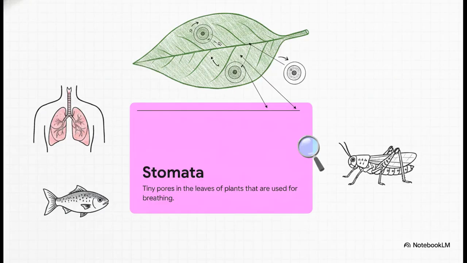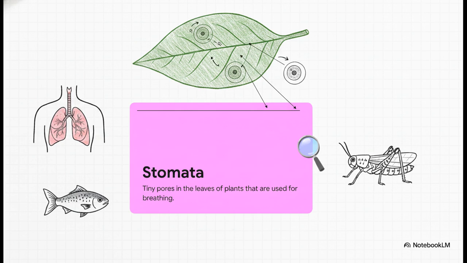And that brings us to breathing, which is another absolutely vital trait. Humans and a lot of animals breathe using lungs. Fish use gills to breathe underwater. Grasshoppers actually use these special little air holes. But what about plants? I mean, do plants breathe?